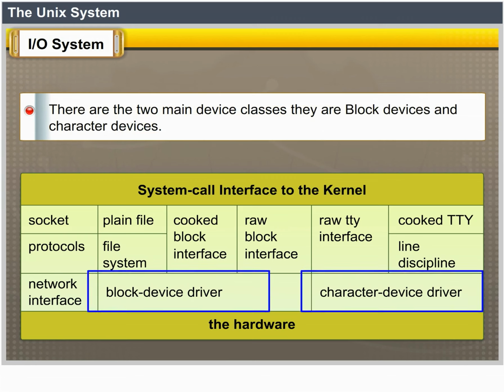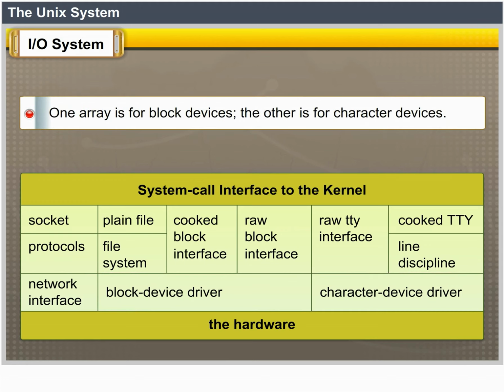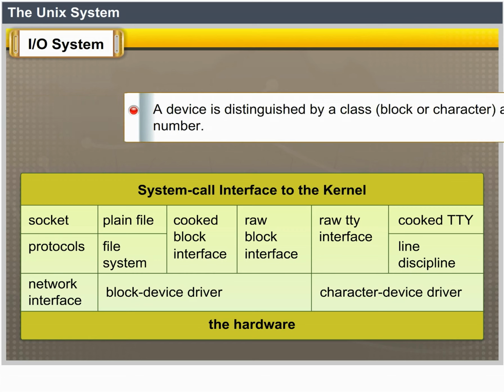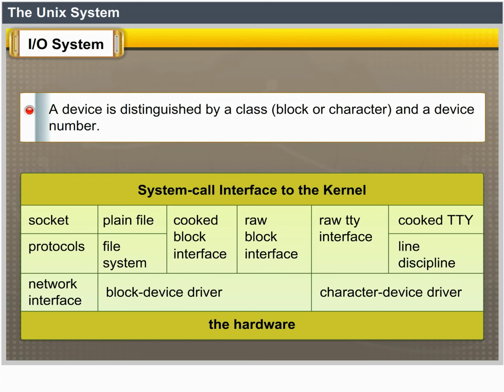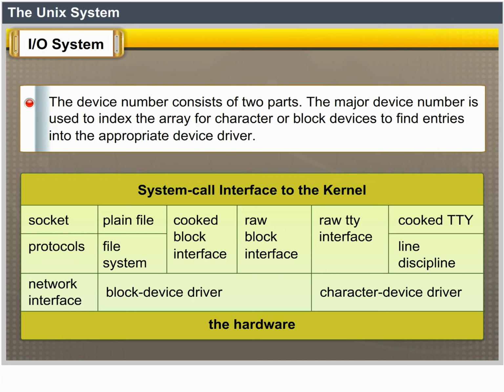Block devices and character devices are the two main device classes. A device is accessed by one of two arrays of entry points. One array is for block devices, the other is for character devices. A device is distinguished by a class, block or character, and a device number. The device number consists of two parts.